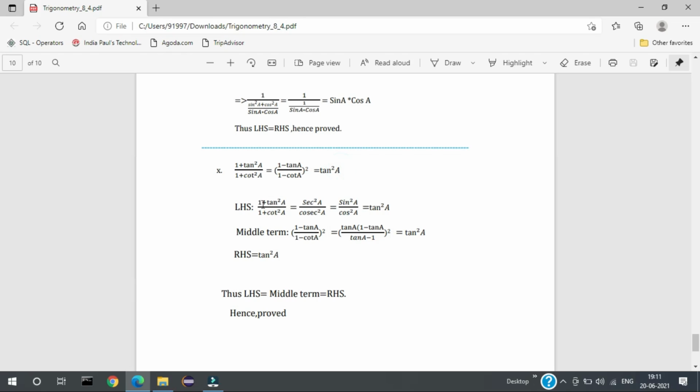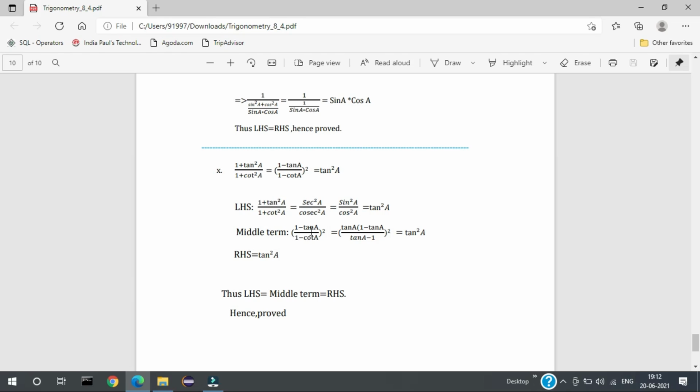First we will take LHS. (1 plus tan square A) by (1 plus cot square A). That implies secant square A by cosecant square A. That implies sin square A by cos square A. That implies tan square A. Next, coming to middle term. Middle term we will take now.